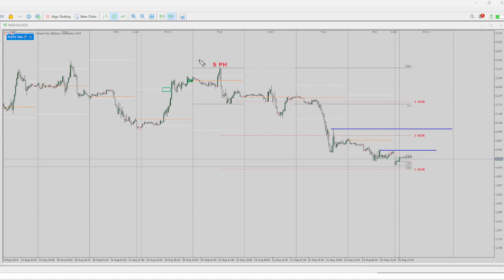I am going to briefly go over the 3 day setup. Like every day is a 3 day. You can find a 3 day trade every day.